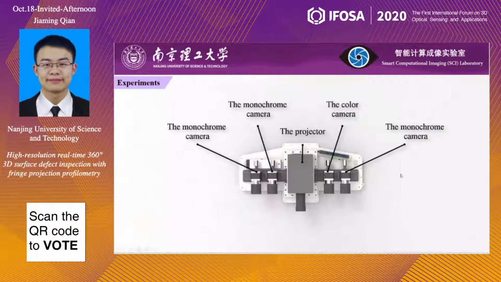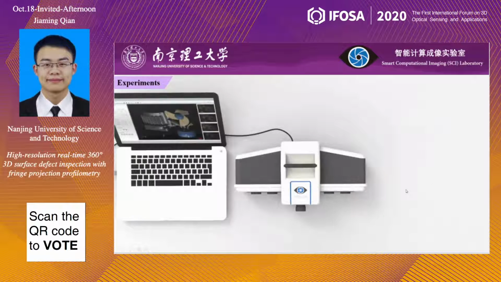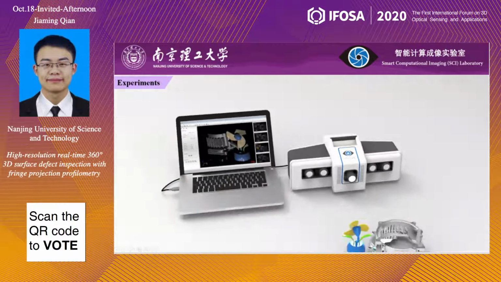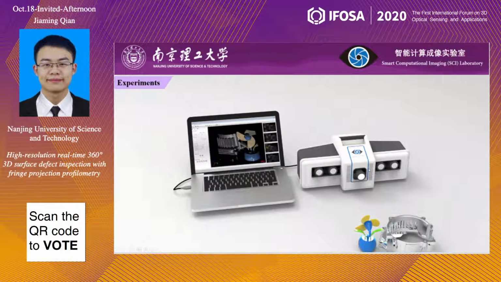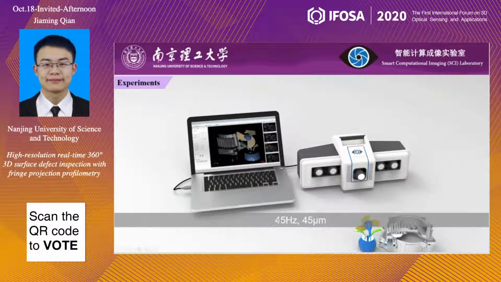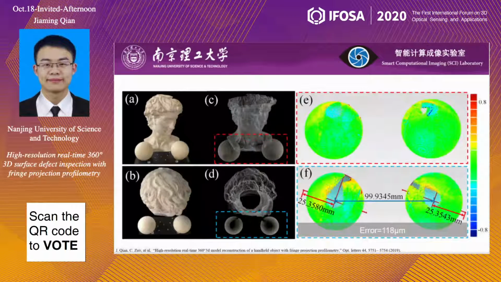To prove our method, we construct a SPU-based 3D imaging system, which includes 4 cameras and 1 projector. Its speed is about 45 Hz, and its accuracy is about 45 microns. Its whole registration accuracy is about 100 microns.